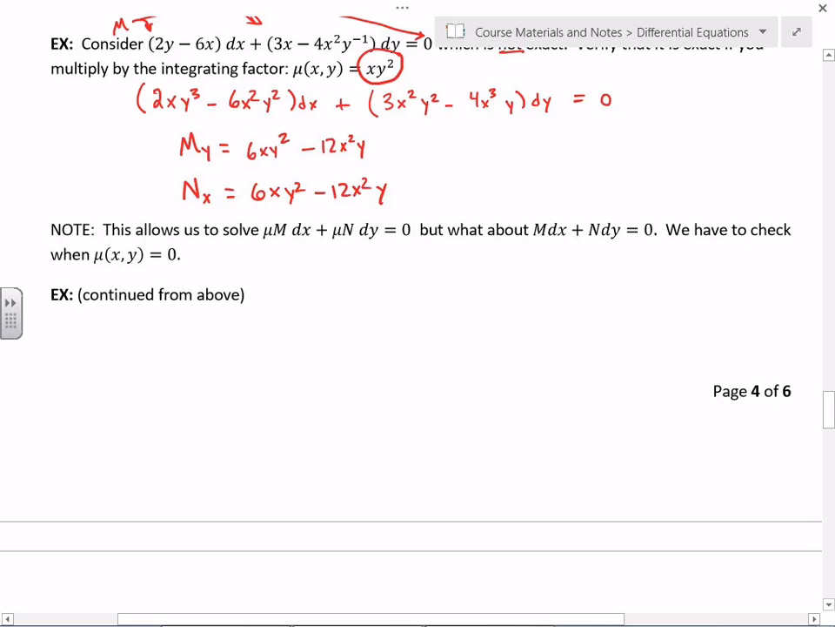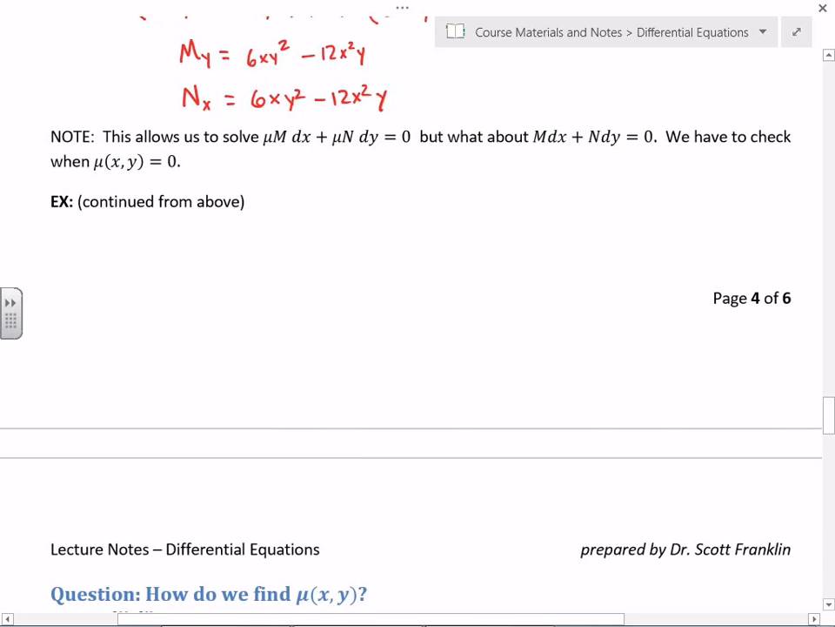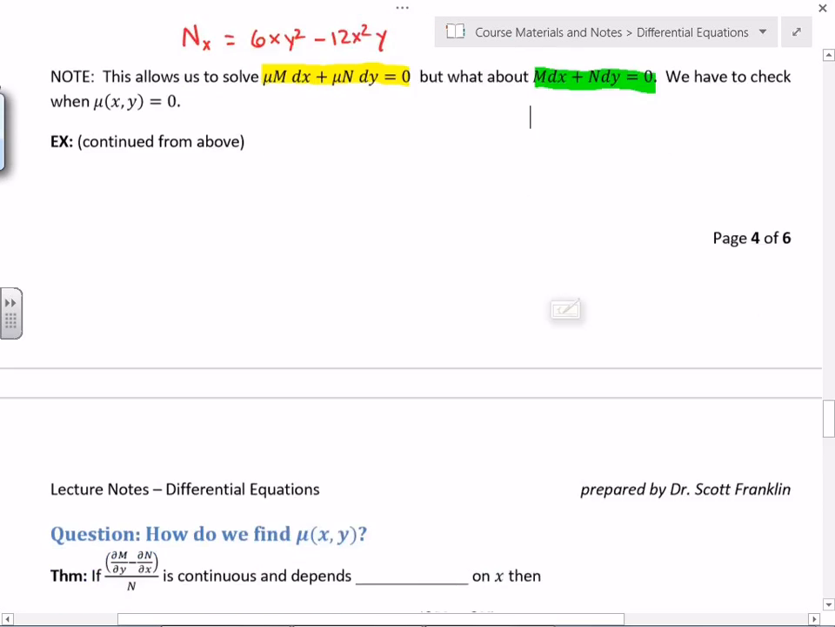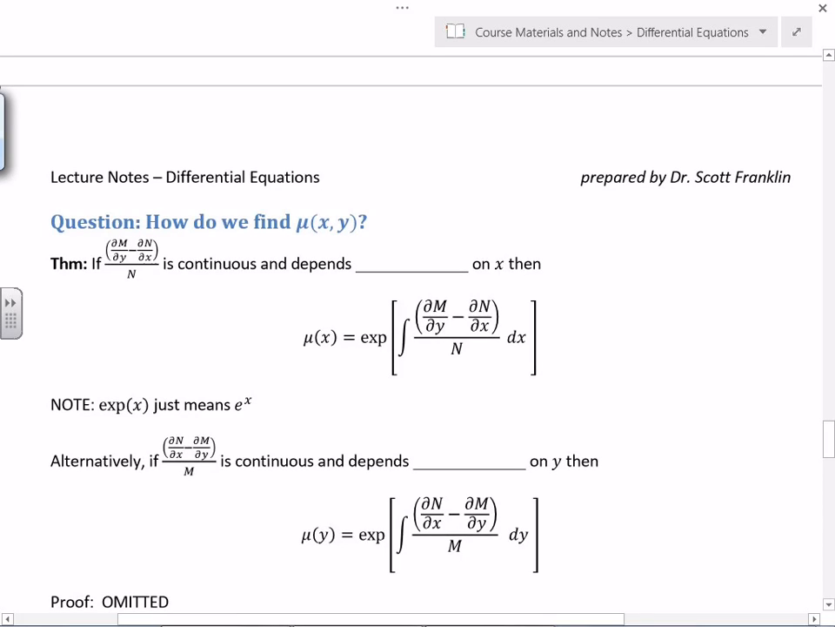So this allows us to solve mu M dx plus mu N dy. And then we have to check whether or not our solution, that is, we're going to solve this differential equation right here, which is almost the same as this differential equation, except for the mu. And remember, you're only allowed to multiply through by mu as long as mu is non-zero. So you have to rule out those places where mu happens to be 0. I just wanted to make that point so that you know that even though you get a solution to the first differential equation, it's as long as mu of xy is not equal to 0. Okay, so how do we find the mu?